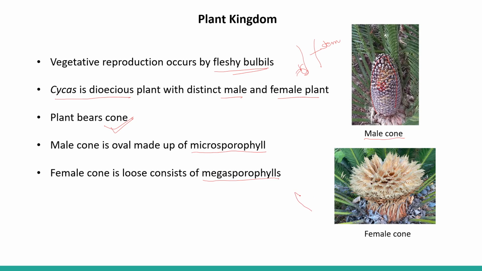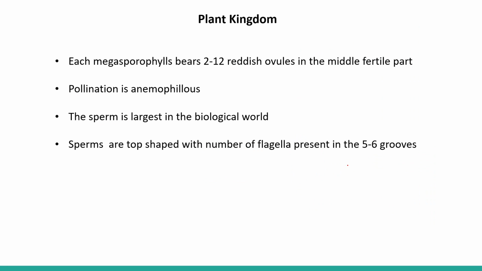So if I draw one megasporophyll, then it is somewhat like this. And at the base, they have ovules. So this is a megasporophyll in the case of Cycas. Each megasporophyll bears 2 to 12 reddish ovules in the middle fertile part.